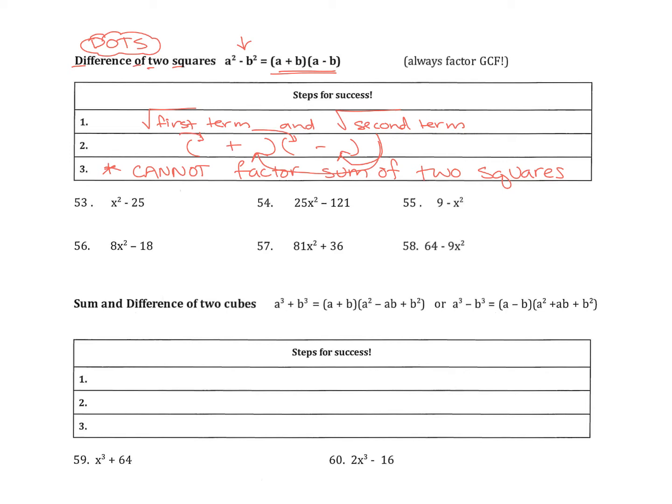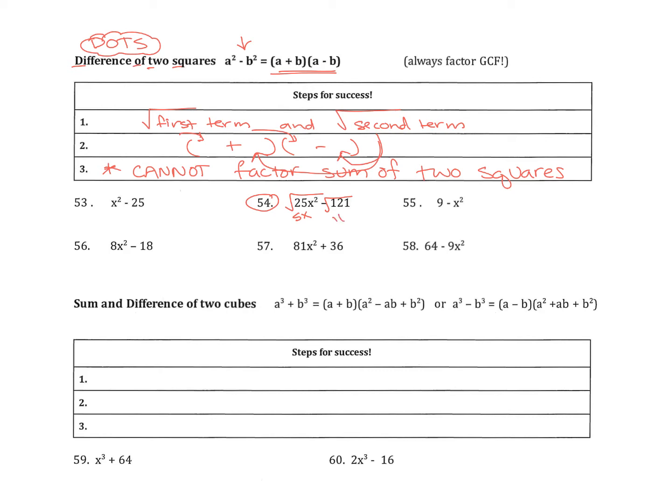Let's first look at 54. So on 54, let's take the square root of the first term. So the square root of 25 is 5, and the square root of x squared is x. So I know the square root is 5x. 5x times 5x would give me 25x squared back. And I'm going to ignore the negative, completely ignore it. And I'm going to do the square root of 121, and that's 11.